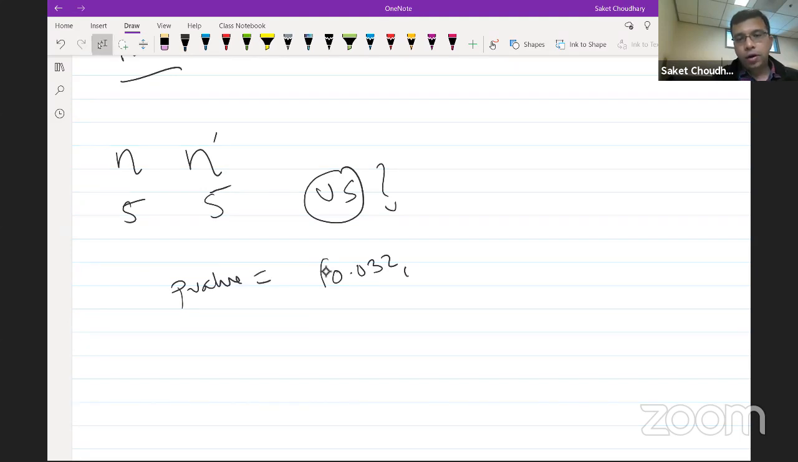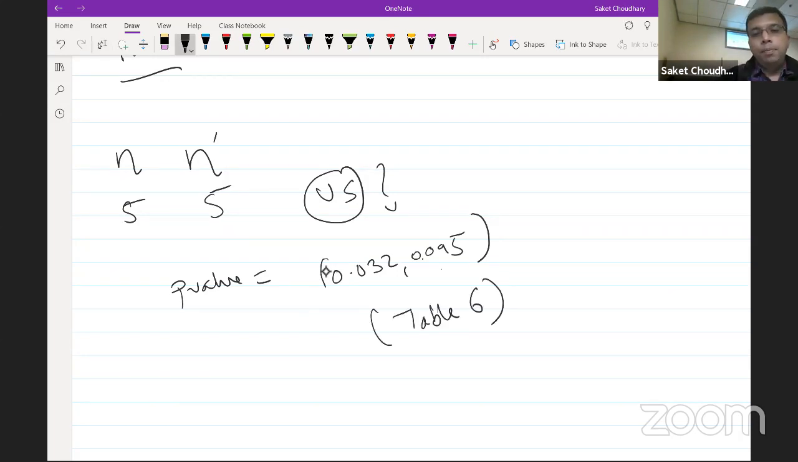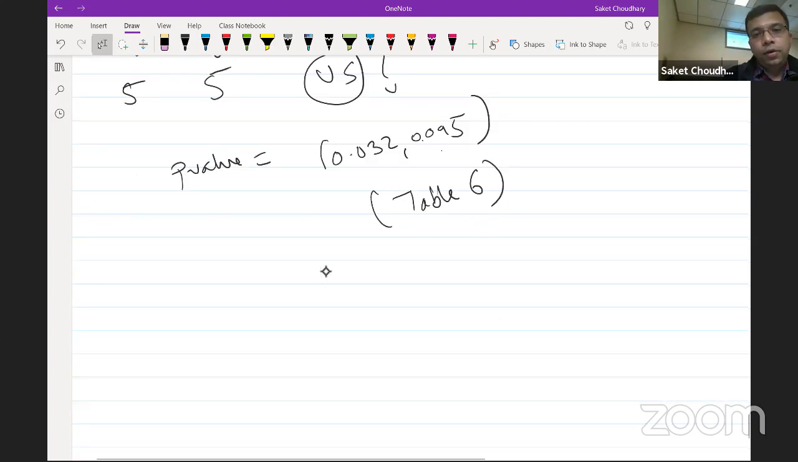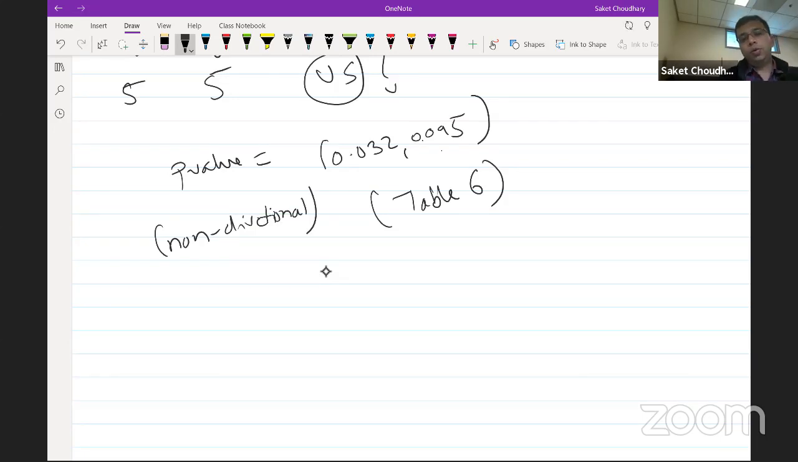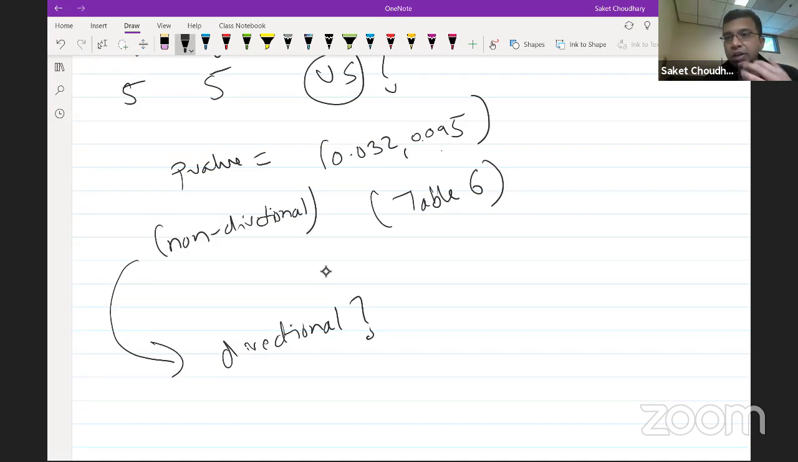We are not done yet. So hold on. Okay, this is our p-value coming from table 6. But the table 6 value is by default non-directional. Okay, so how do we convert it to directional? How do we do this? So very simple. We don't really know what the distribution of the u statistic really looks like.